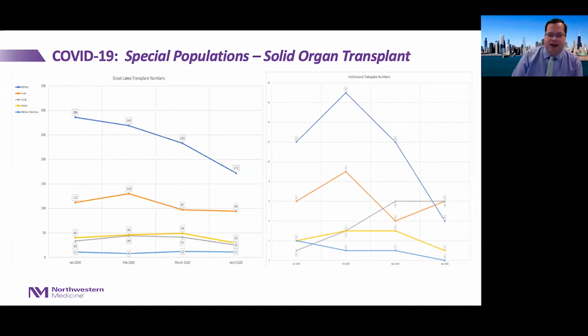As a kind of shout out to our lung transplant team in the gray line, they were the one that really actually increased volume and have been doing some really interesting things, such as the double lung transplant in a patient recovering from COVID. Next slide.